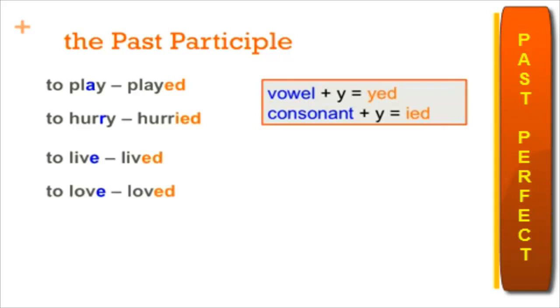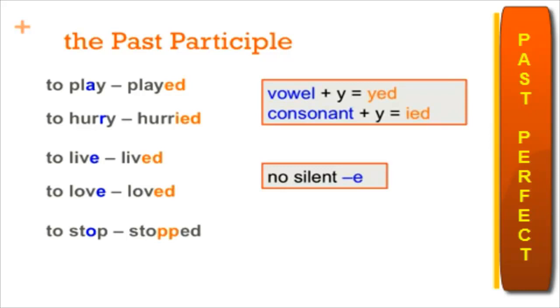Now, the next one is easy. To live becomes lived, and to love becomes loved. So you see there's no double E here. There's no silent E. To live, the E is silent, which means that you don't hear it. And to love, you also don't hear the E, so it's a silent E, and it's lived and loved, and of course only one E.